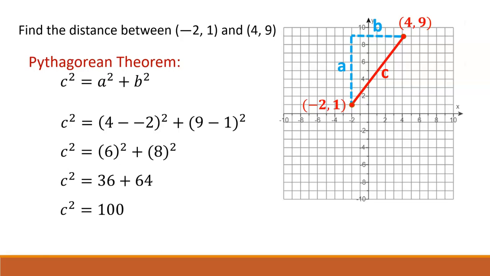But we want to know c. That's the length of the hypotenuse, which is the length of the line segment we're looking for. So we'll take the square root of both sides of that equation to get the length of c, the distance between the 2 points, as 10.